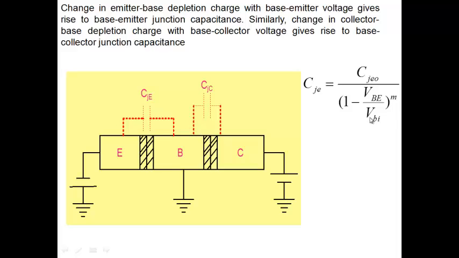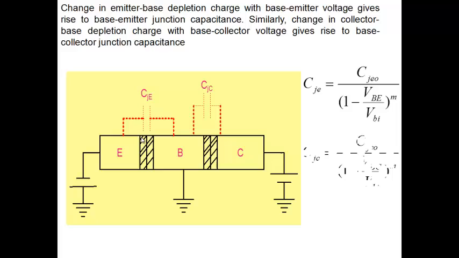VBI will also be given to you. VBI is the built-in voltage, which means that when you don't apply any bias, there is a depletion region here, and there's an electric field. And if you integrate the electric field, there is a voltage across. So that's the built-in voltage inside the junction.